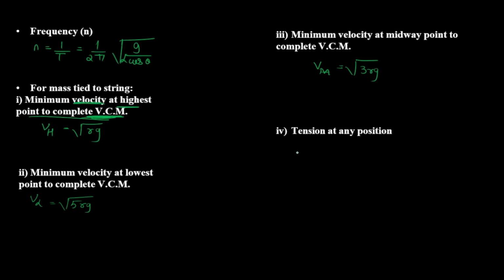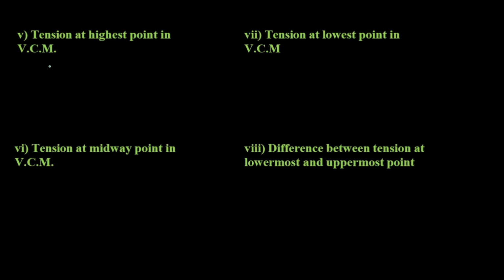Tension at any position is m v square by r plus mg cos theta. This is the formula. Or you can write tension at any position is equal to 3mg into 1 plus cos theta. Now we have tension at the highest point in VCM, vertical circular motion. T at highest equals m V highest square divided by r minus mg.